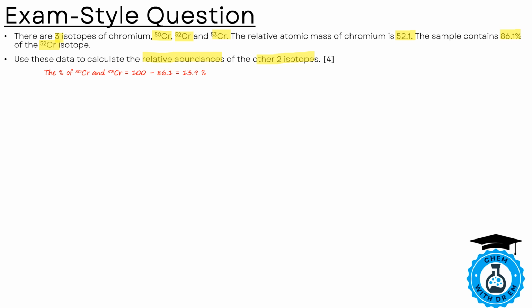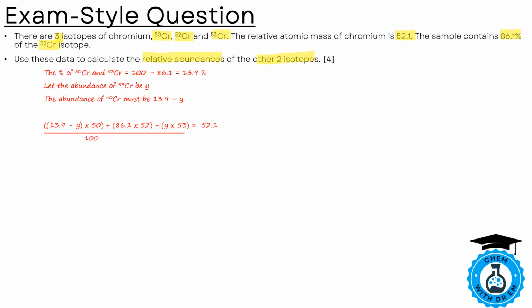Now that we know that, we can proceed exactly in the same way as we did before, by saying, let the abundance of chromium-53 be y, and therefore the abundance of chromium-50 must be 13.9 minus y. So if we put that into our relative atomic mass equation, we can say 13.9 minus y times 50 plus 86.1 times 52 plus y times 53 is 52.1. Those are all divided by 100.